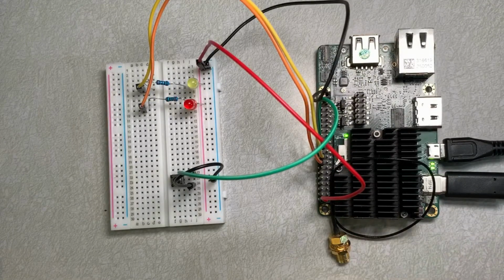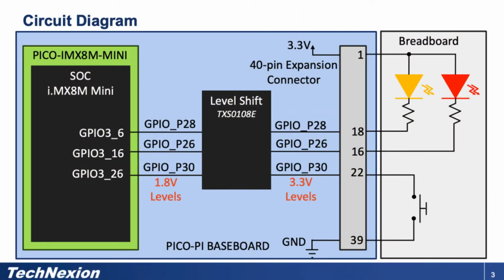Okay, now here is a schematic of the setup. The LEDs and the push-button switch connect to GPIOs. GPIO P28 controls the yellow LED, GPIO P26 controls the red LED, and GPIO P30 connects to the push-button switch. These go through a 3.3 volt to 1.8 volt level shifter, and then connect to the SoC on the module via the E1 connector. You can see the GPIO names on the SoC here as well.